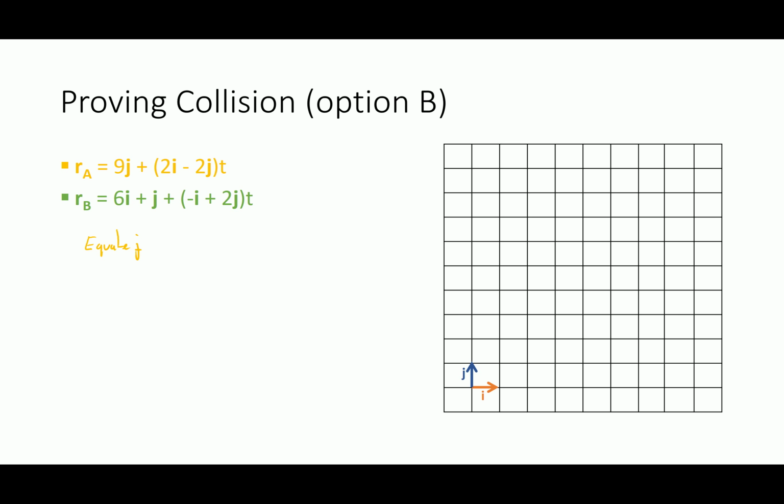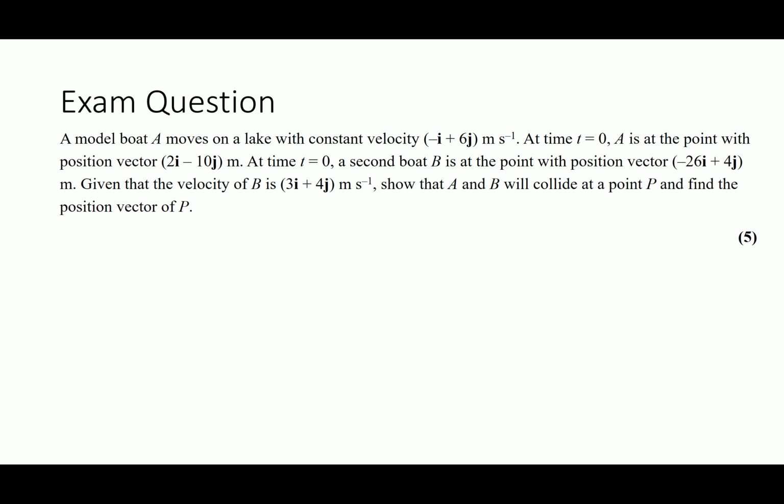And that would be to say that 9 minus 2t would be equal to 1 plus 2t. And rearranging this, I'd find out that 8 was equal to 4t, or that 2 was equal to t. And again, we've got that same value for time, so again, collision must occur. Let's now apply this to an exam question.